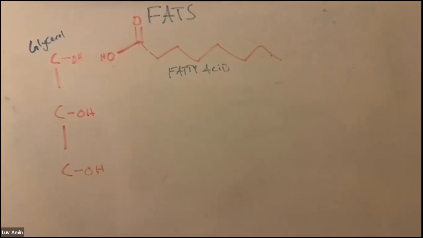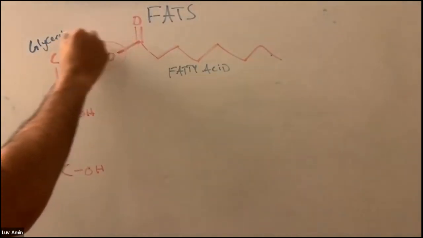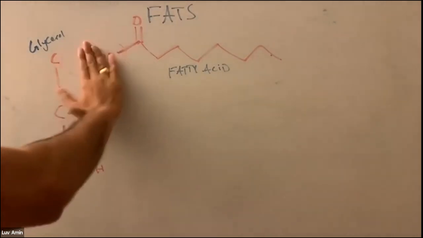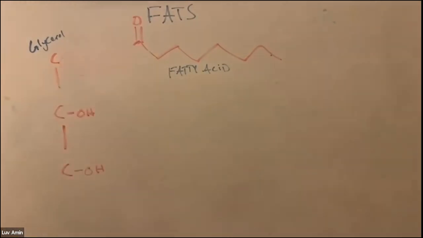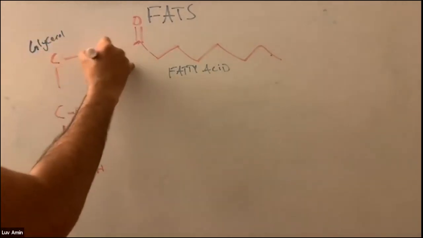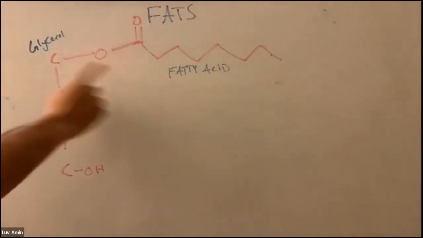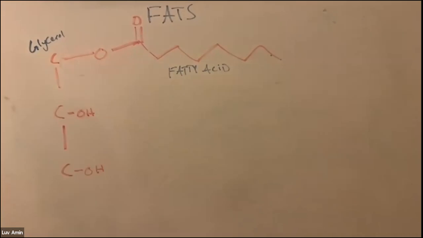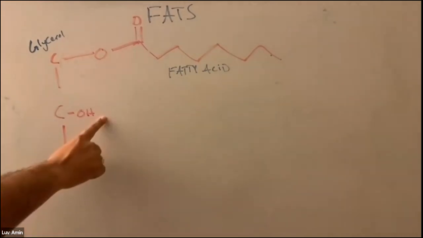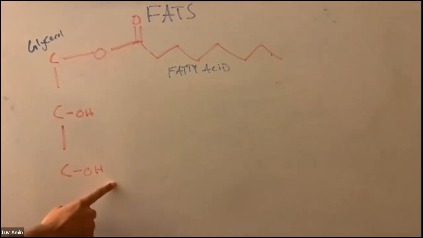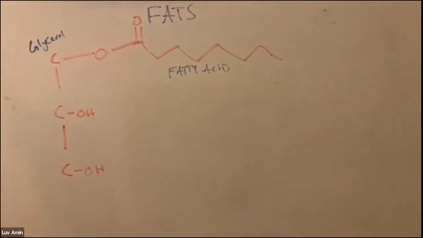The way that happens is a dehydration reaction between these two hydroxyls. They dehydrate, and they are linked by what we call esters, which look like that. Having one fatty acid on a glycerol is called a monoglyceride. Having two would be a diglyceride, and having all three filled would be called a triglyceride.